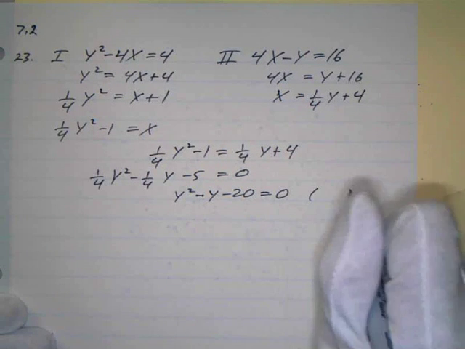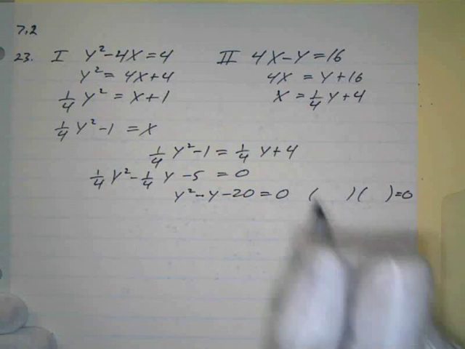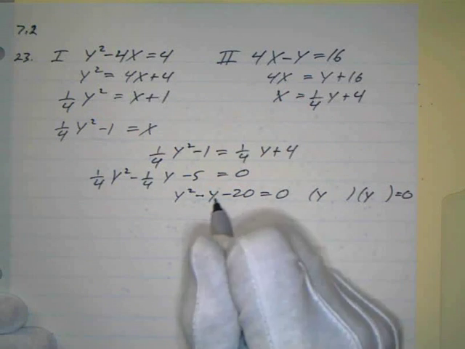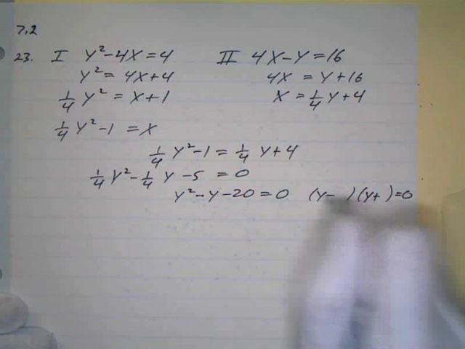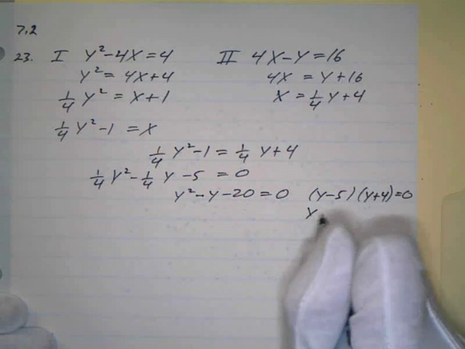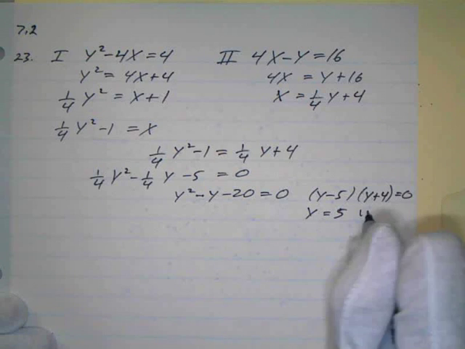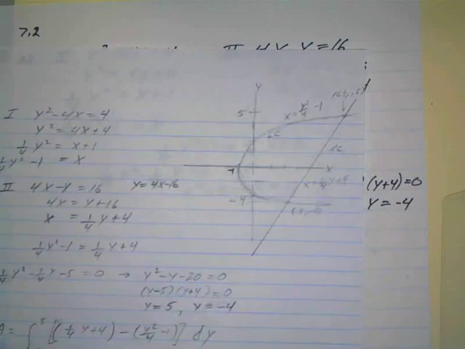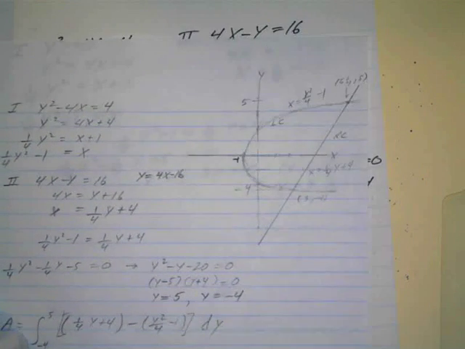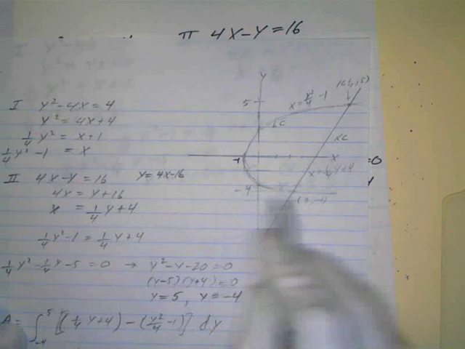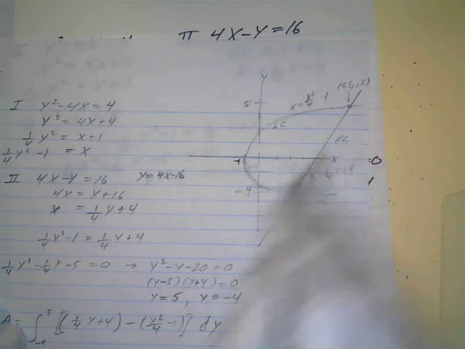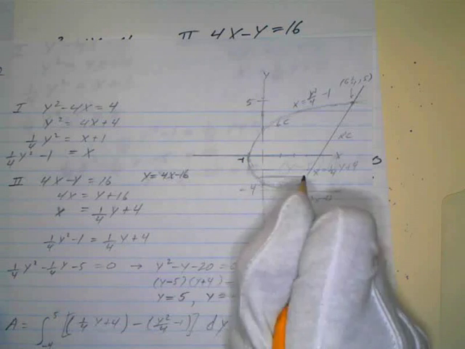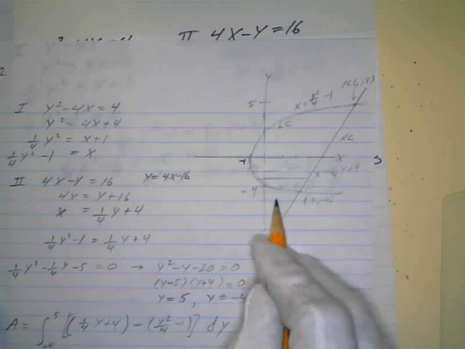And I can factor this. The signs are different, the larger one is negative: negative, positive, 5 and 4. So y equals 5 and y equals negative 4, so those are my intercepts. If we go back and look at our sketch, this is your negative 4, and this is your 5. So I'm going to be integrating from negative 4 to 5, these little horizontal rectangles, going up like this, from negative 4 to 5.